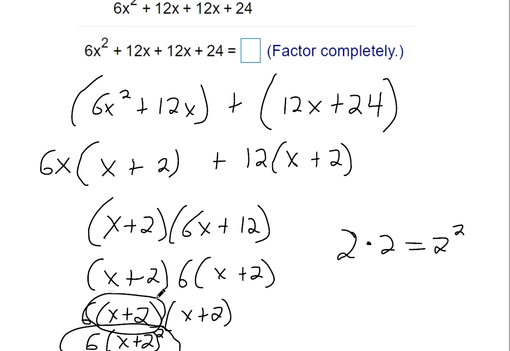This is x plus 2 to the first. This is x plus 2 to the first. So when you multiply them together, their powers add up. So this is like the cleanest, smallest answer.